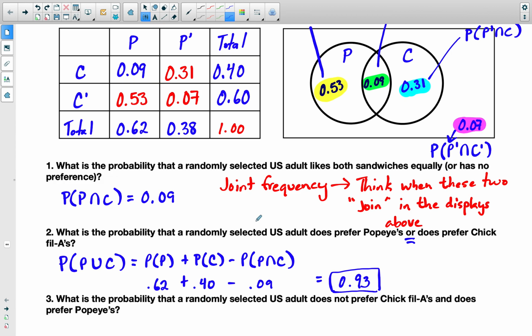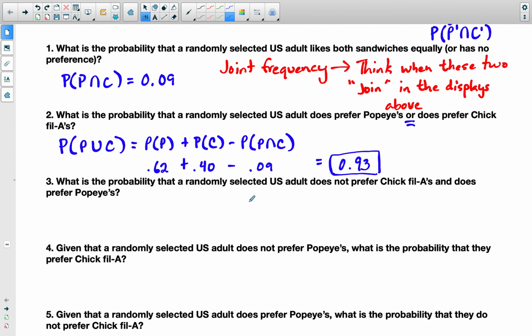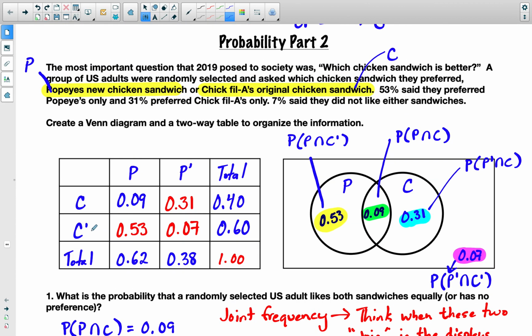Okay. What is the probability that a randomly selected U.S. adult does not prefer Chick-fil-A? So I'm going to start writing this out now so I don't get confused. So it's Chick-fil-A prime, and does prefer Popeyes. This is another joint probability. We should be able to pull it right from the table. So C prime and P, where they meet. C prime and P, there it is, 53%.